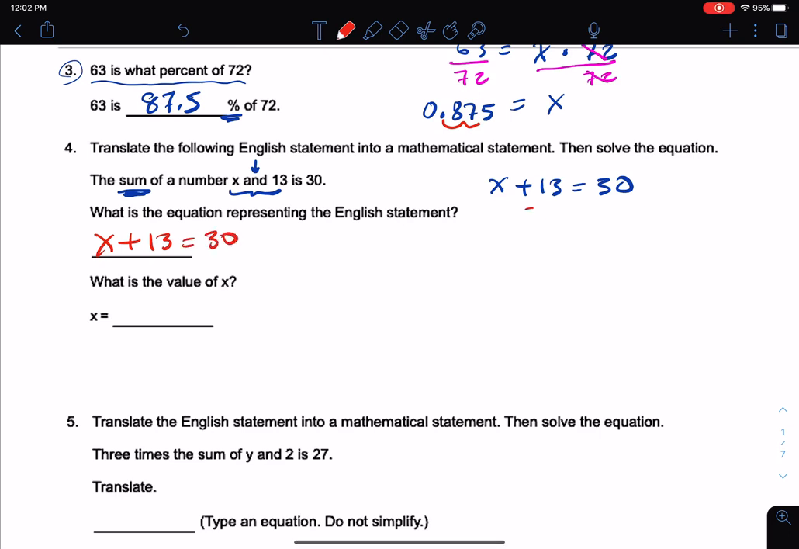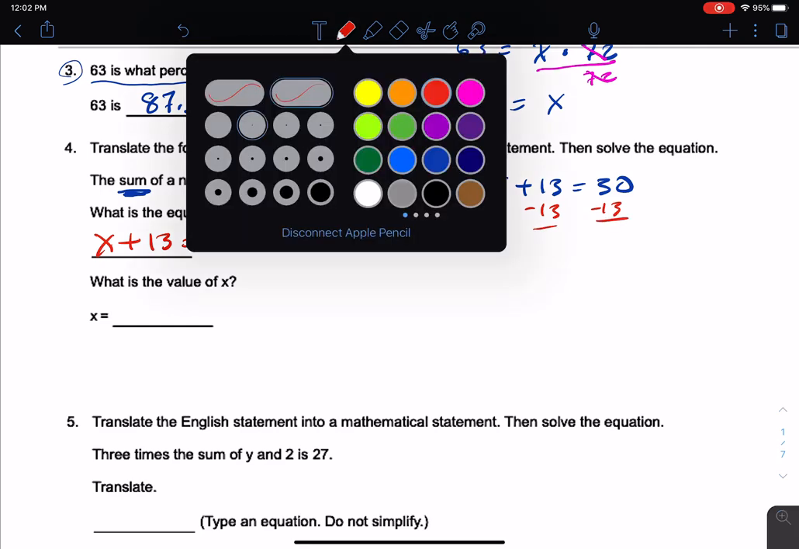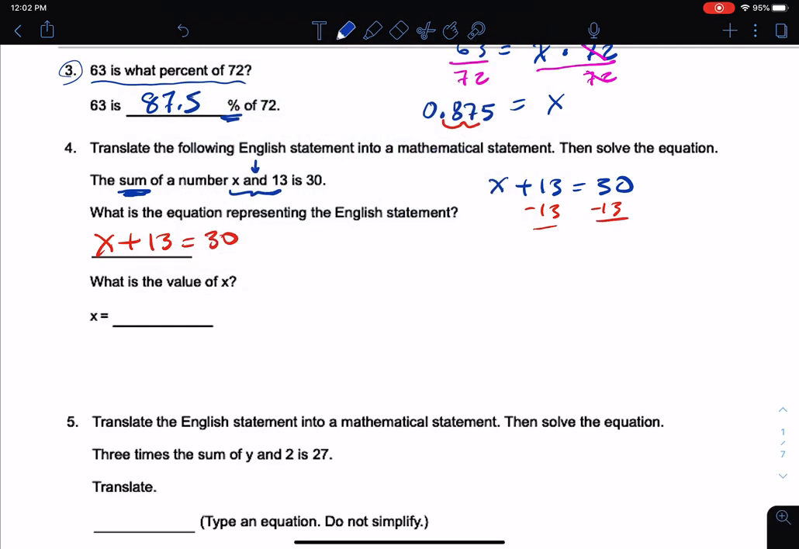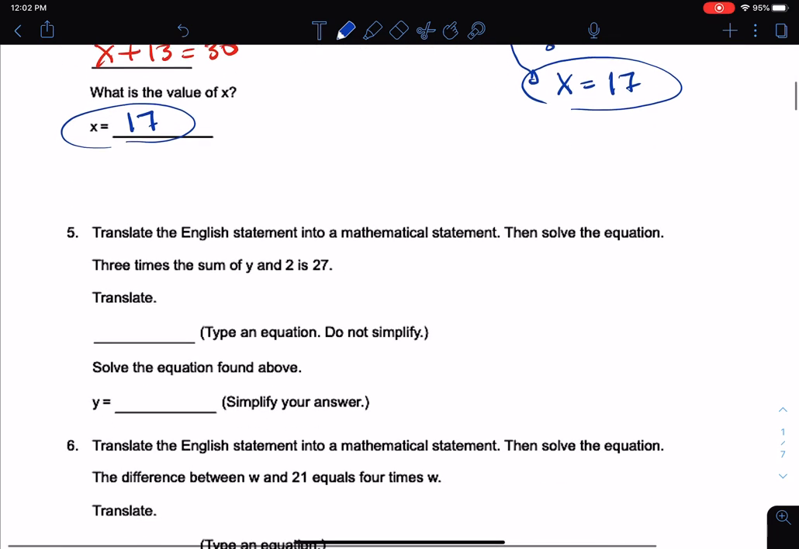Now solve the equation by subtracting 13 from both sides. And now we get, of course, 13 minus 13 zeroes out, leaving us still with an x. And 30 minus 13 is 17. So x equals 17. Okay, moving on to number 5.